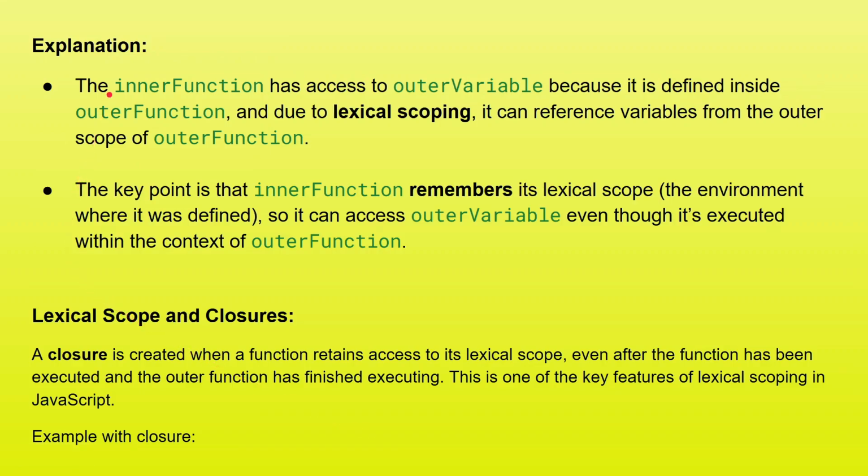And the explanation: the inner function has access to the outer variable because it is defined inside the outer function, and due to lexical scoping it can reference variables from the outer scope of the outer function. The key point is that the inner function remembers its lexical scope, the environment where it was defined. So it can access outer variables even though it is executed within the context of the outer function.